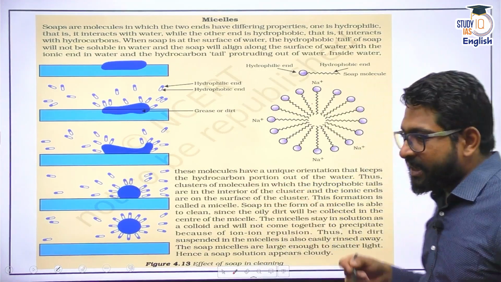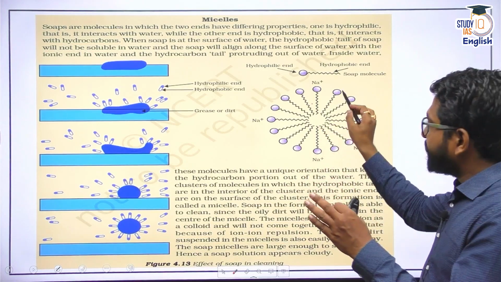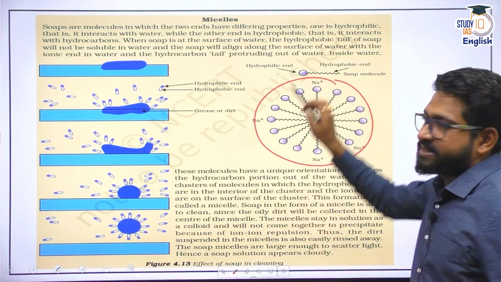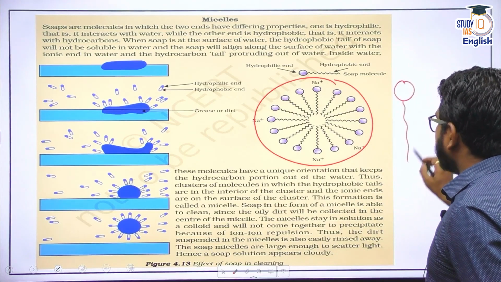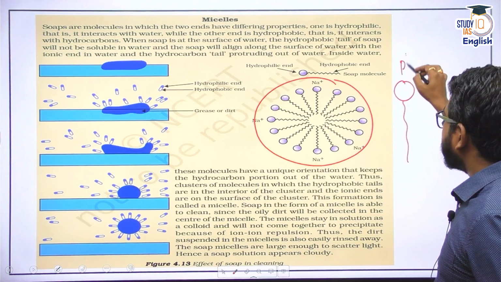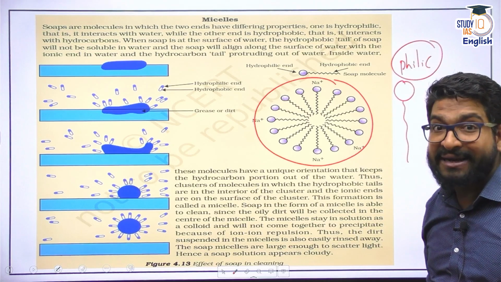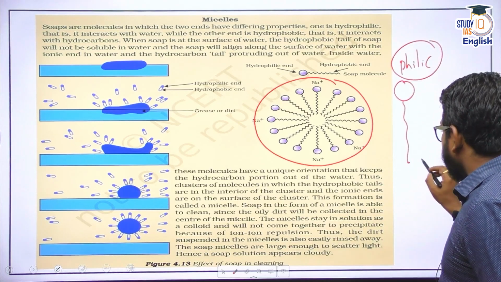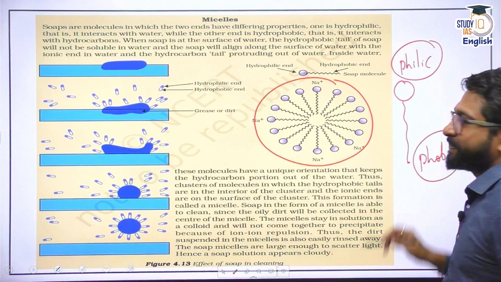Micelles are basically compounds which form a structure something like this, where every micelle will have two ends. One end is hydrophilic, that means it likes water. And the other end is hydrophobic, it does not like water.